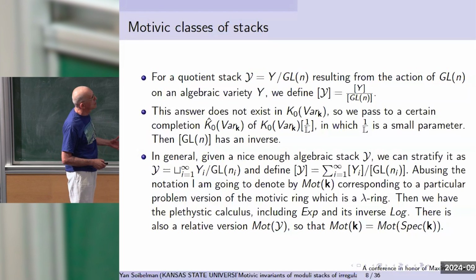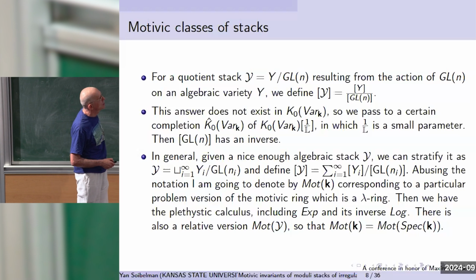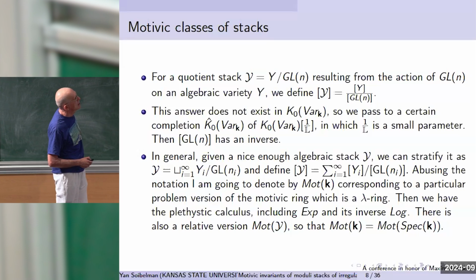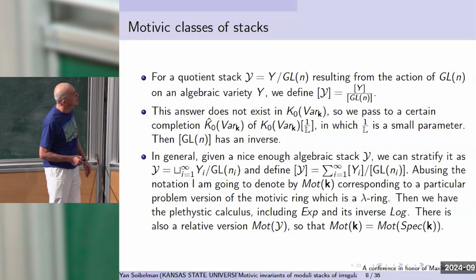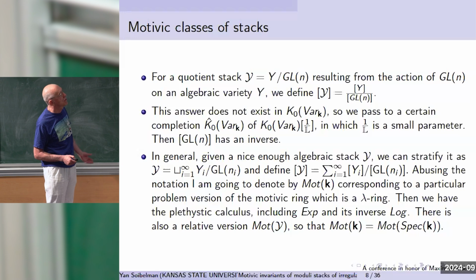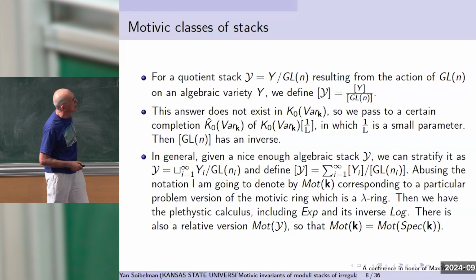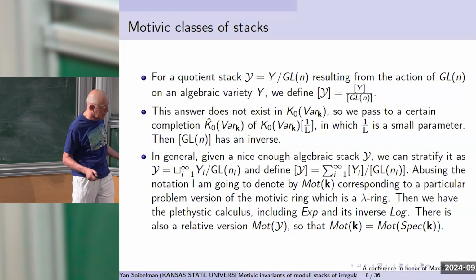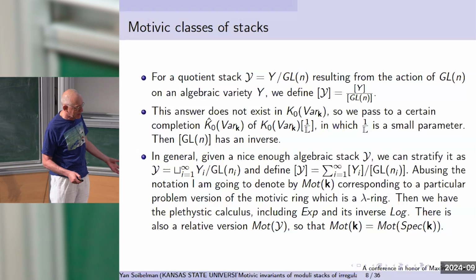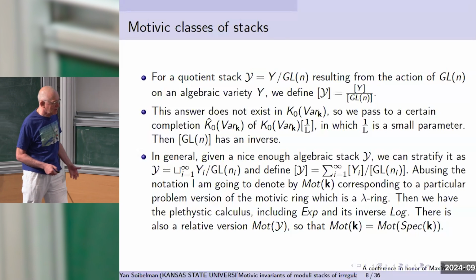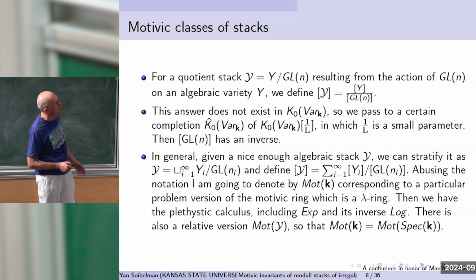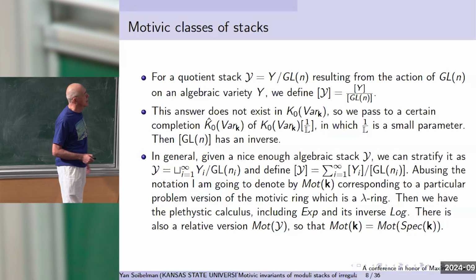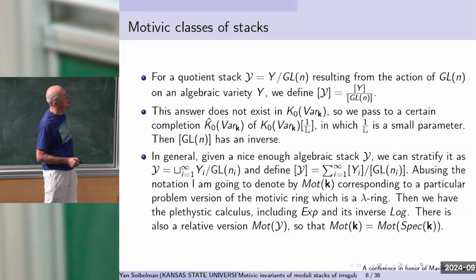But again, to avoid these technicalities, I will denote by Mot(k), Motivic functions over k, an appropriate version of the ring of Motivic functions, so it will always be commutative unital, but a lambda ring. And when we have the lambda ring, we can apply symmetric functions to the elements. We have this plethystic calculus with plethystic exponent, inverse plethystic logarithm, like Adams operations. We have many nice things.